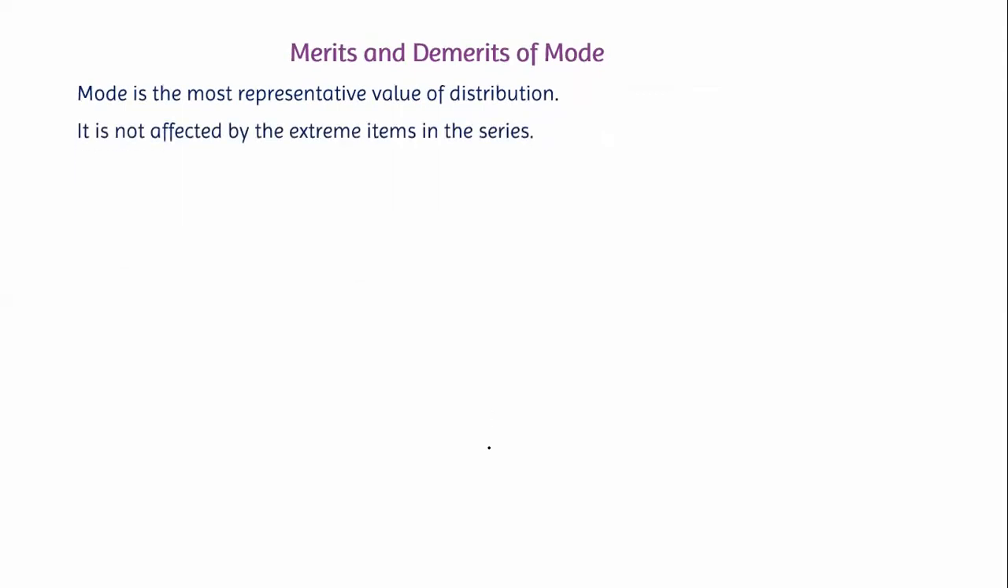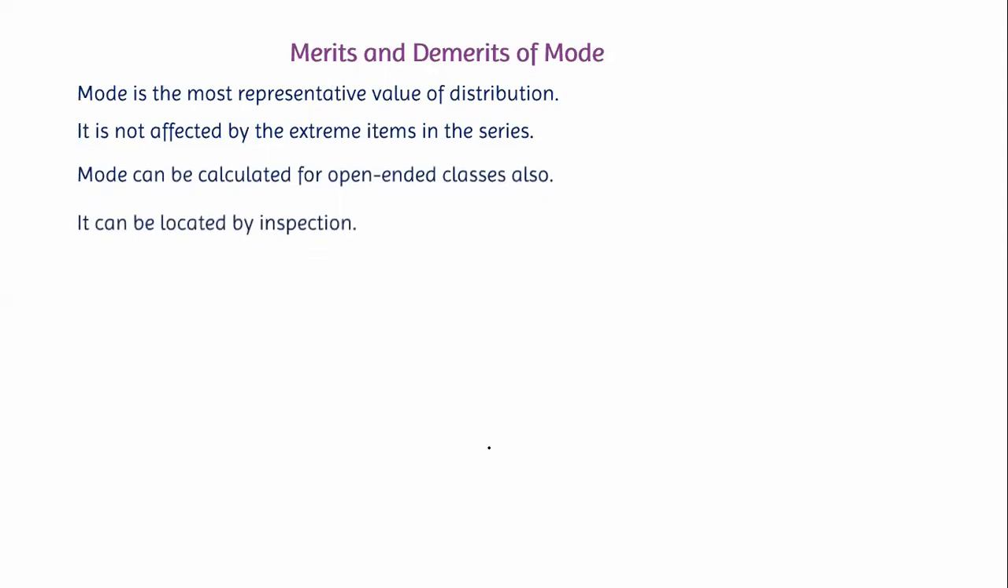What are the merits and demerits of mode? A mode is the most representative value of the distribution, as the definition tells. It is not affected by extreme items in the series. Let's suppose there are 100 observations in the data, and we have to see that value which has maximum frequency. Even if you change the initial values or the last values, that is not going to affect the value of the mode. Mode can be calculated for open end classes also.